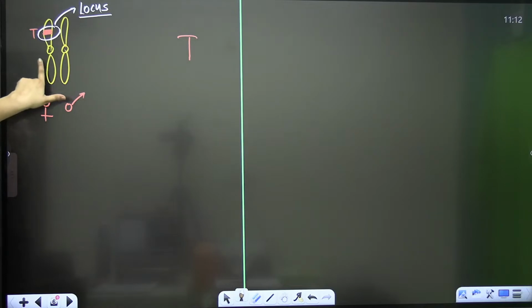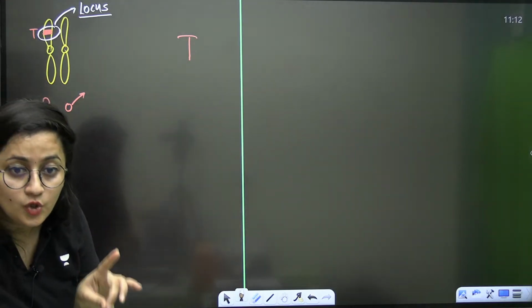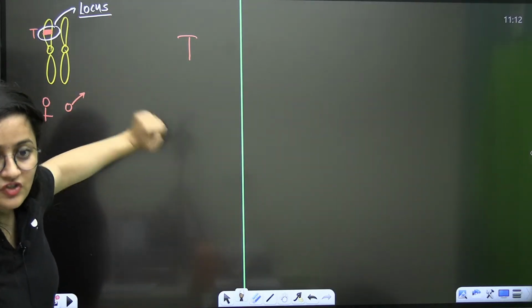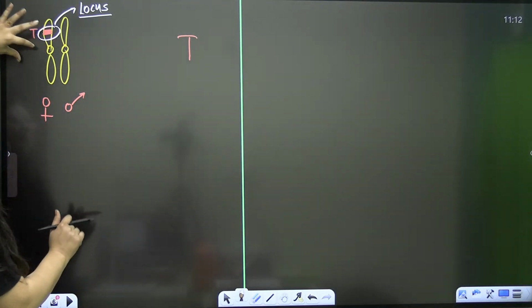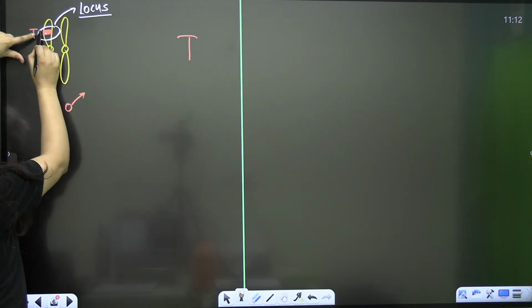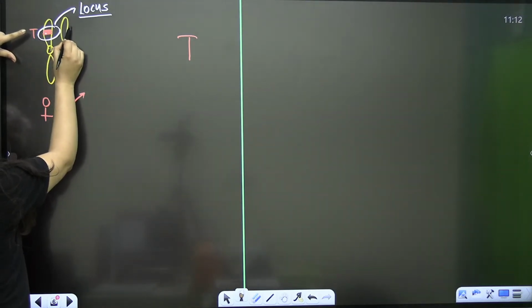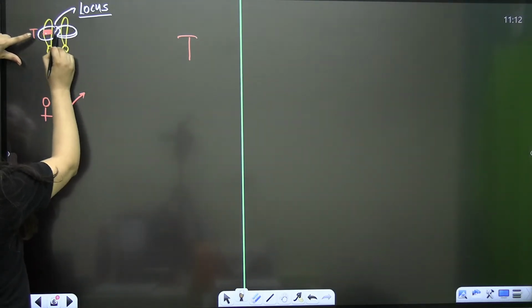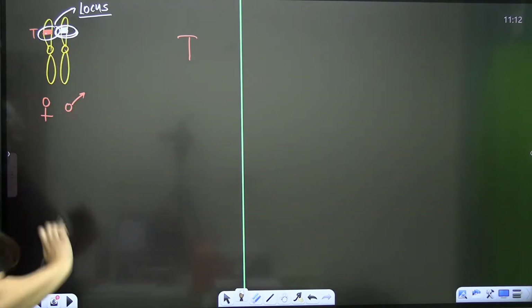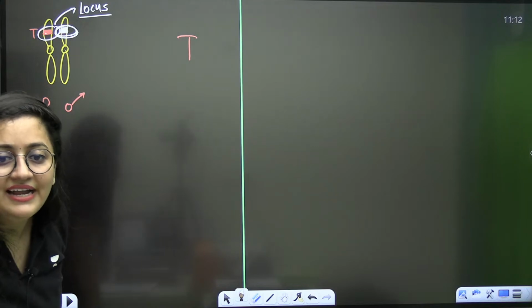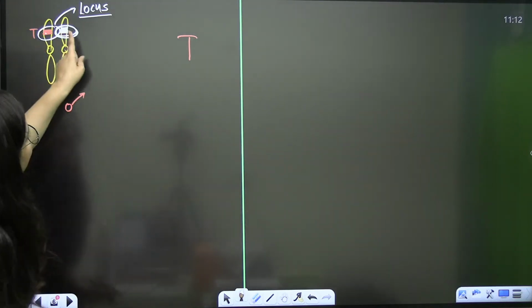So when it is the homologous pair of chromosome, I told you that it will have the same genes, but alleles can vary. So if this is a homologous pair, and here you have the gene for height, in another chromosome, here also you will get the gene for height only. Clear? The allele can vary.